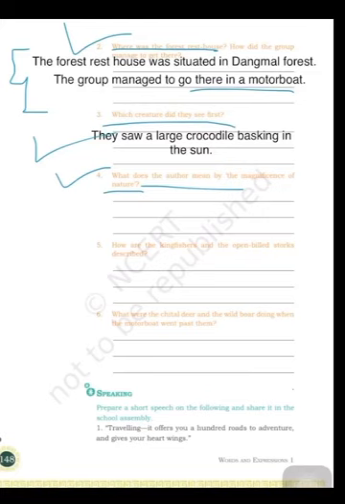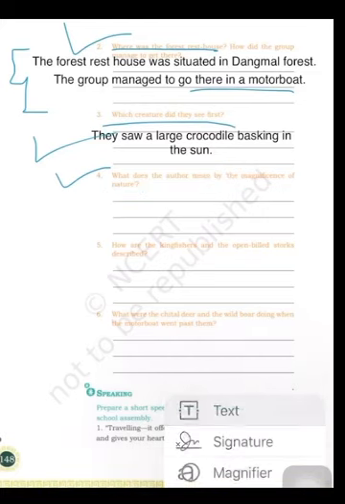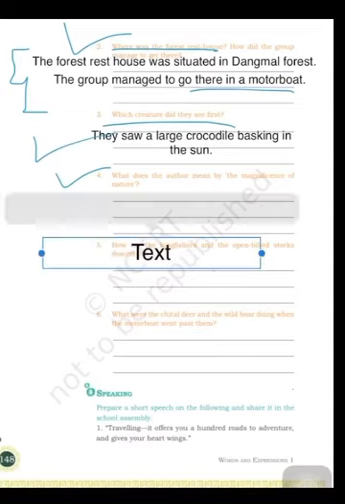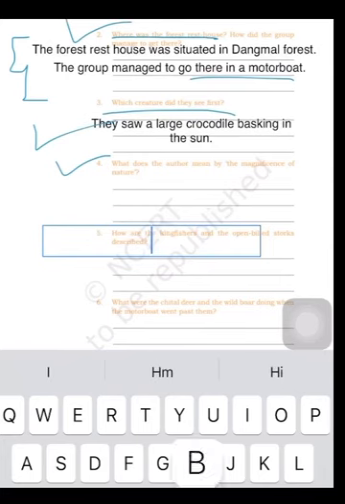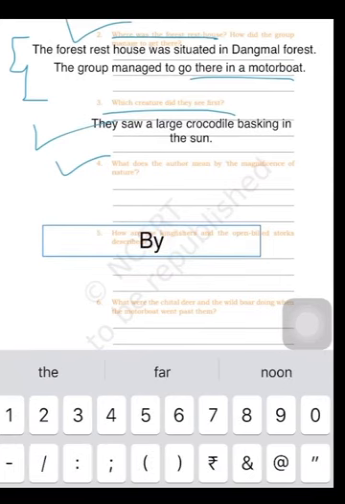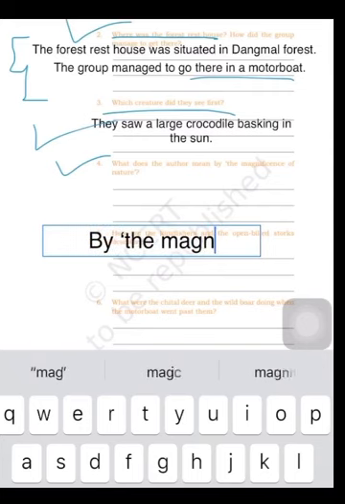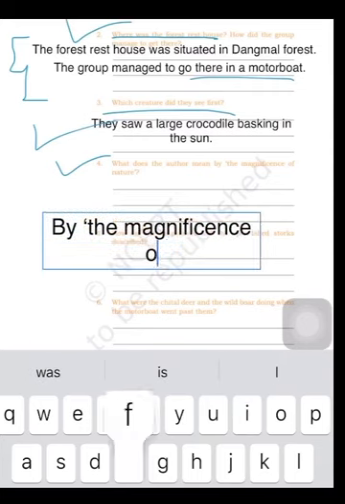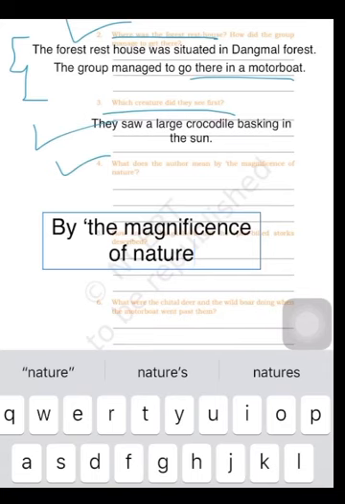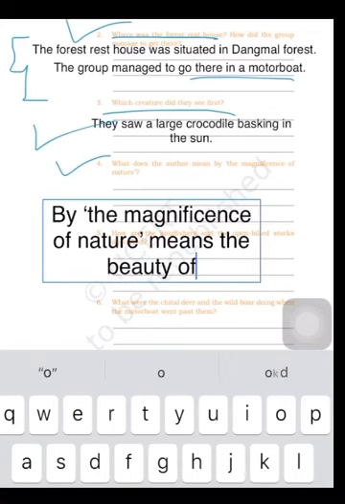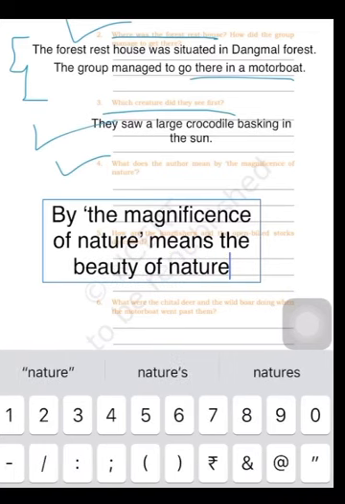Okay, what does the author mean by magnificence of nature? Okay, answer of this question is, by the magnificence of nature means the beauty of nature, right?